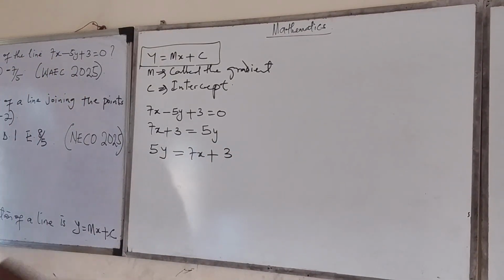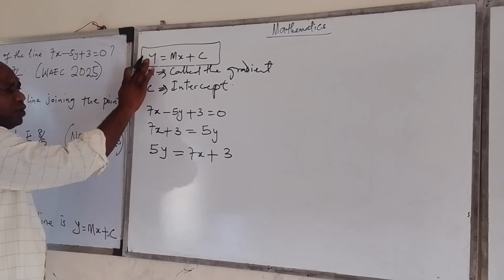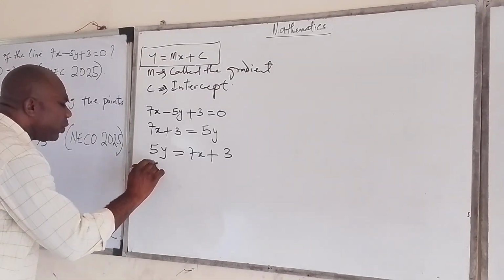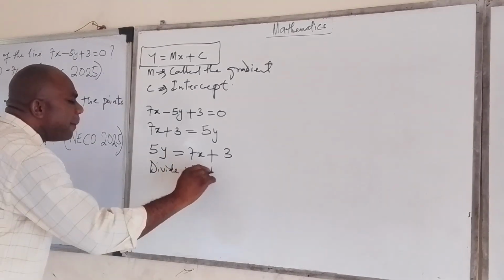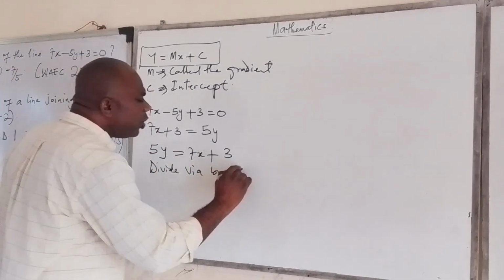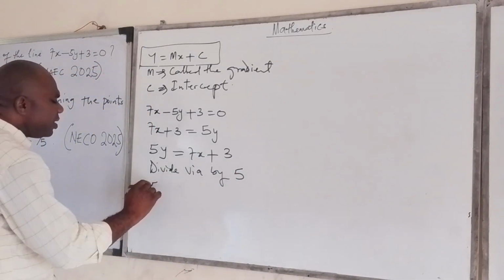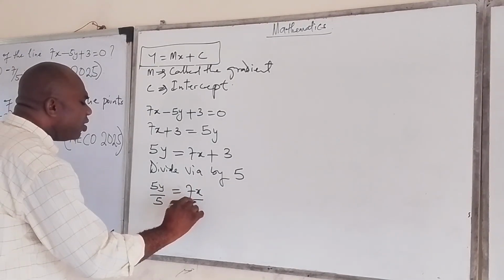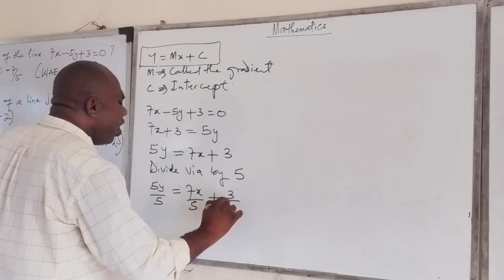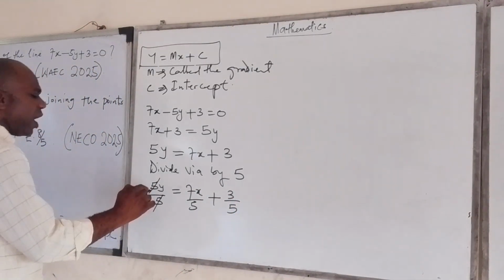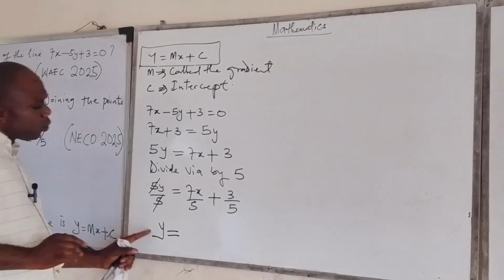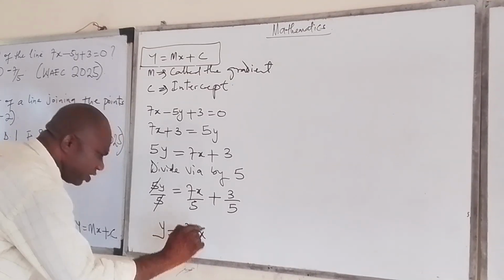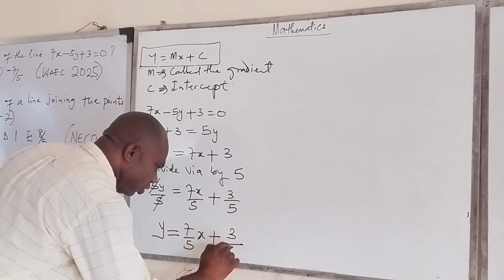Now, if you look at this equation very well, you discover that there is no coefficient here, so we have to remove this coefficient of y. To remove it, we divide through by the coefficient, which is 5. So 5y all over 5 will be equal to 7x all over 5 plus 3 all over 5. This 5 will go with this 5 and we'll be left with just y, just like you have it here. Y now will be equal to 7 all over 5x plus 3 all over 5.